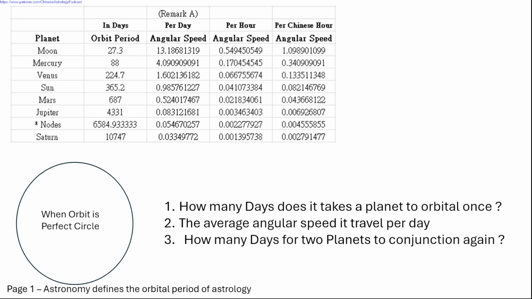Astrology starts with the observation of the planet motions. Due to Asian astronomy not being that good, all of the planets are assumed to be in locus of perfect circle, which brings out 3 points of interest to the astrologer. Firstly, the number of days for a planet to finish the orbit once. Secondly, the average angular speed it travels per day. Thirdly, the number of days needed for 2 planets to meet up again, which is the so-called synod period.